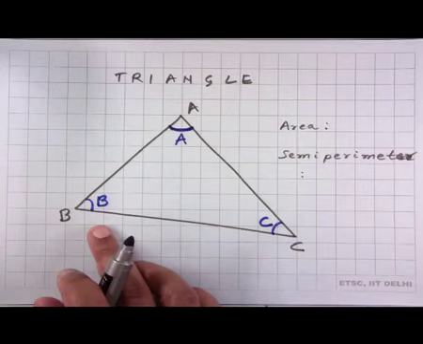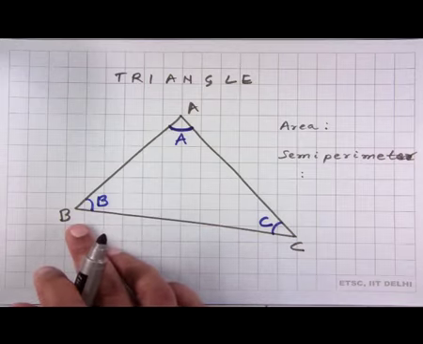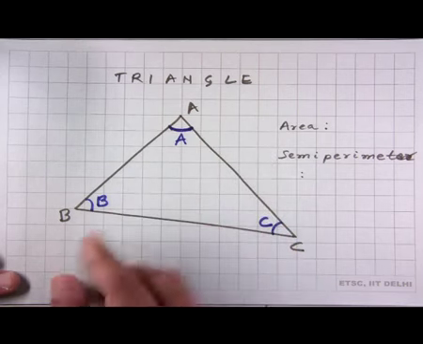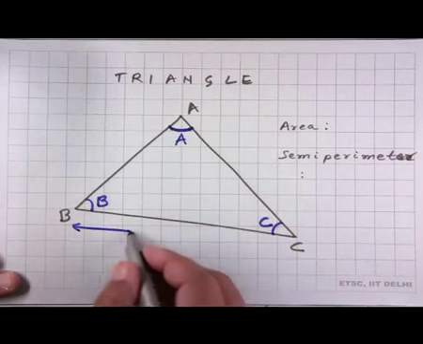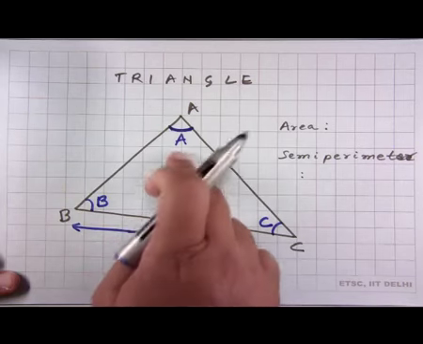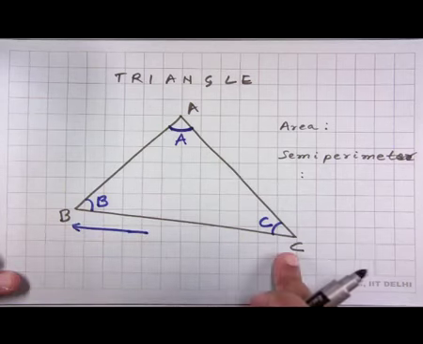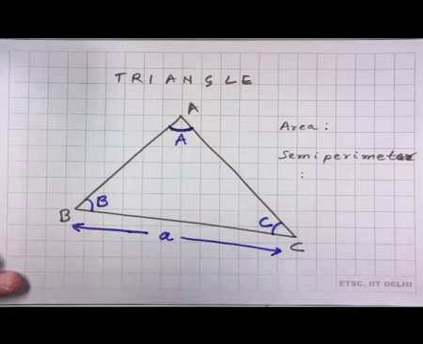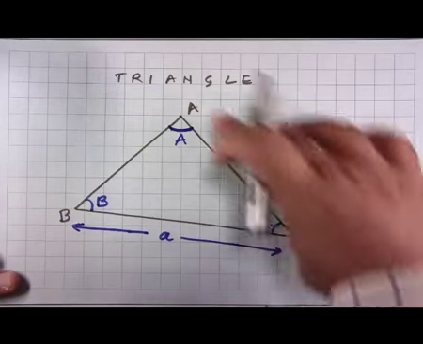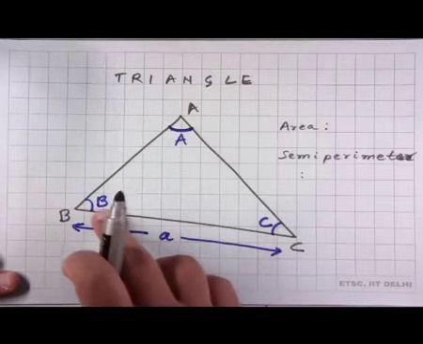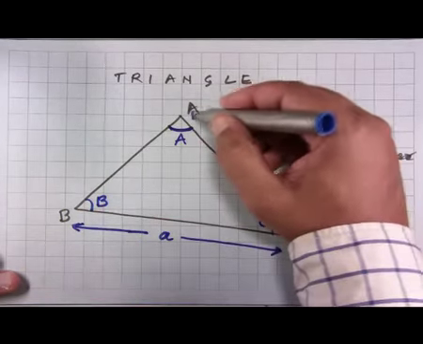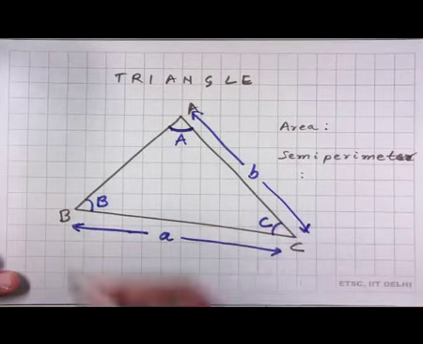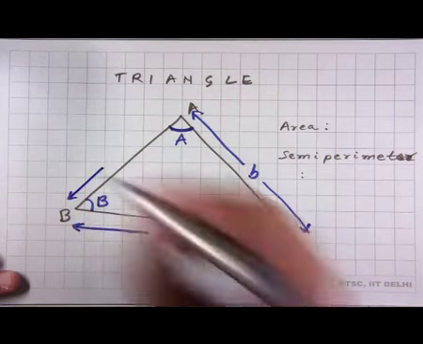For the lengths of the sides, the length of the side that is opposite to angle A, which is this side BC, we will denote by lowercase a, and similarly the side AC is opposite to the angle B, and therefore its length will be denoted by lowercase b, and similarly the length of this side will be lowercase c.